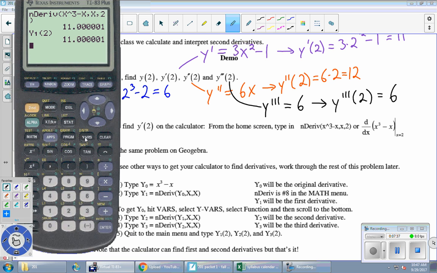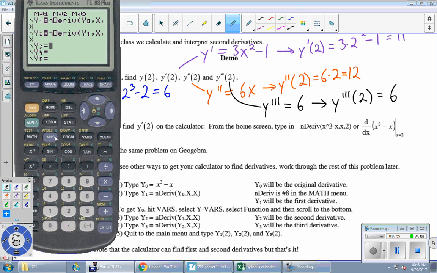Great. And so then if I ask the calculator to find y2, that would be the second derivative. What is the answer for this one? Second derivative at 2? 12. I'm hoping to see something around 12. Hey, it got better. All right, so I got the second derivative perfect. It was pretty close on the first derivative. Let's try one more time. We're going to push our luck.